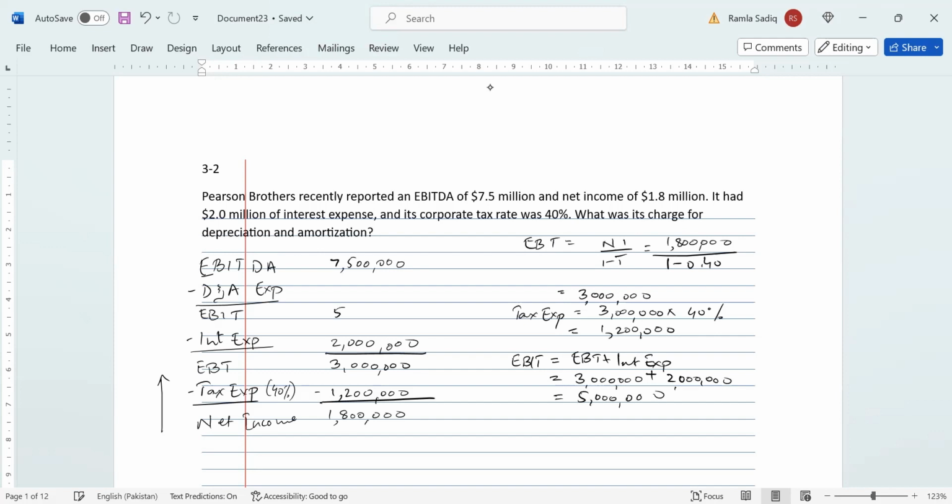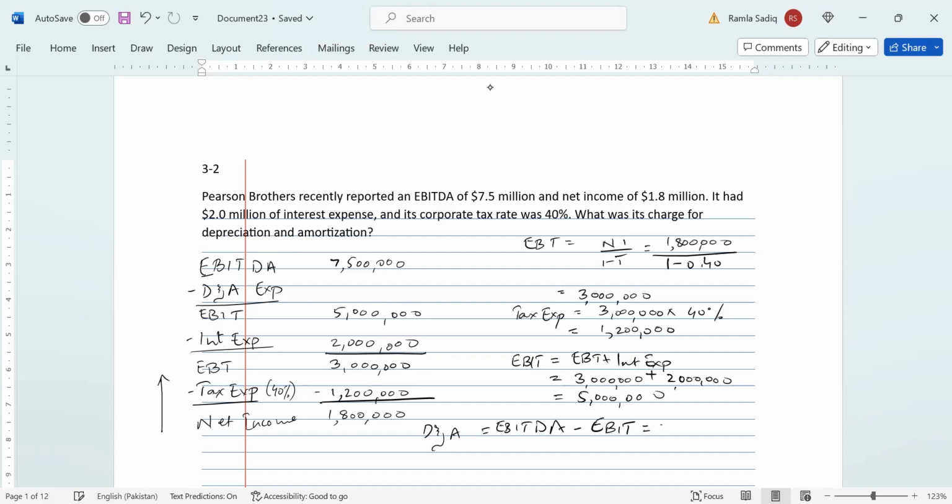Okay, so my EBIT is 5 million. Going back up one more step, if EBITDA minus depreciation and amortization equals EBIT, that means I'm going to take depreciation and amortization to the other side. And so I'll have EBITDA minus EBIT will equal depreciation and amortization expense.